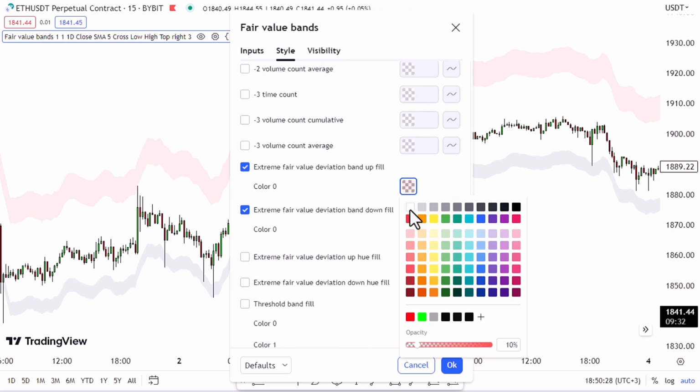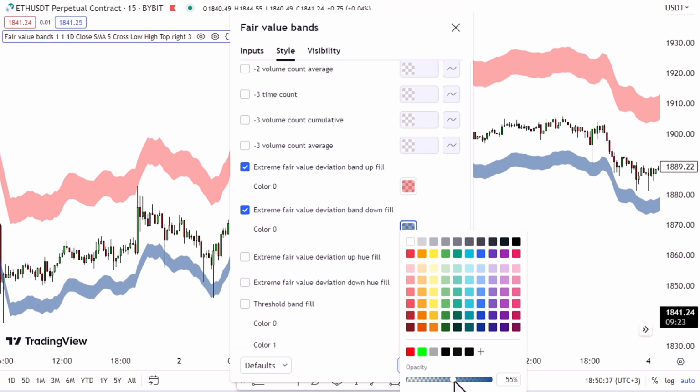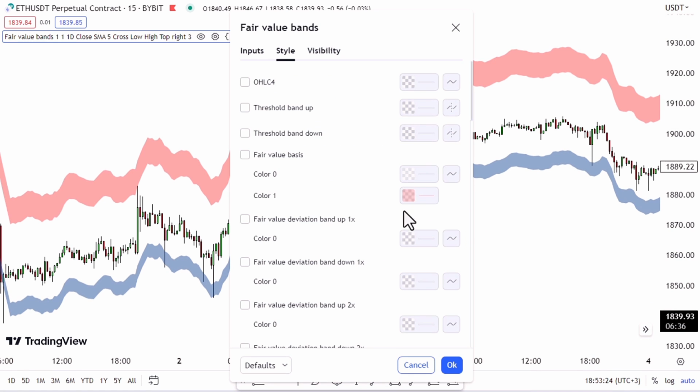After that, increase the color's opacity to 50%. And then click OK.